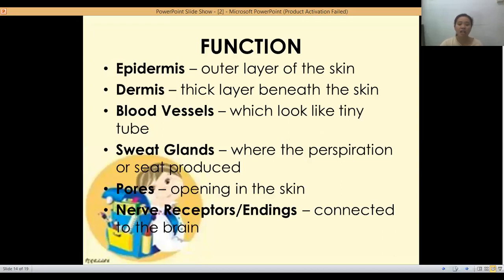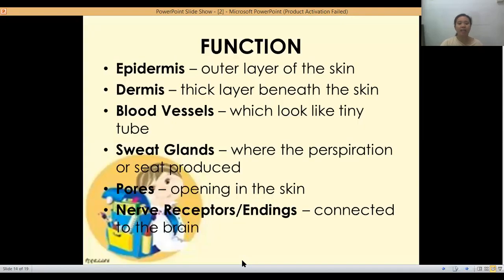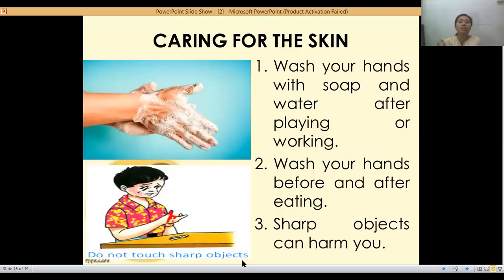And in your skin, we have a lot of nerves there. We call them nerve receptors and nerve endings, and they are connected to the brain, and they send messages to the brain, and the brain tells you what you are feeling or what you are touching. So how are we going to protect our skin? How to take care of our skin?